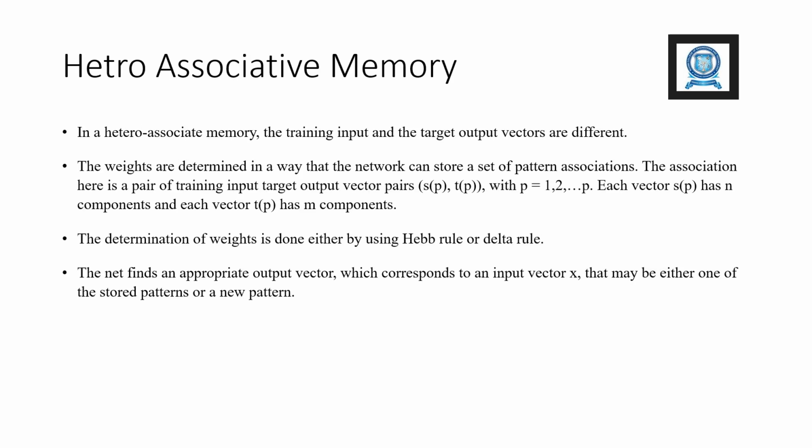Heteroassociative memory. In a heteroassociative memory, the training input and the target output vectors are different. The weights are determined in a way that the network can store a set of pattern associations. The association here is a pair of training input target output vector pairs S(p), T(p), with p equal to 1 to P, where each vector S(p) has n components and each vector T(p) has m components.